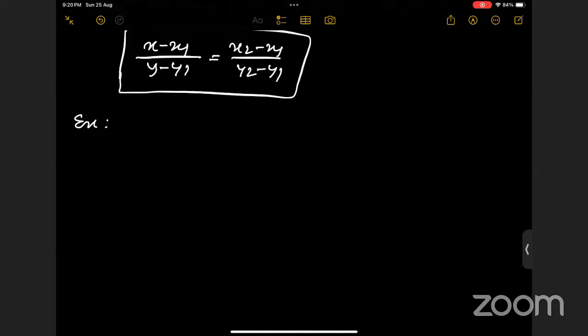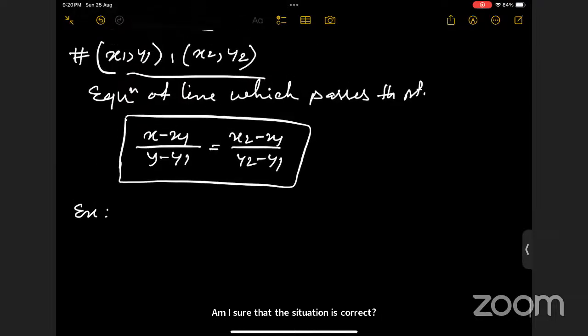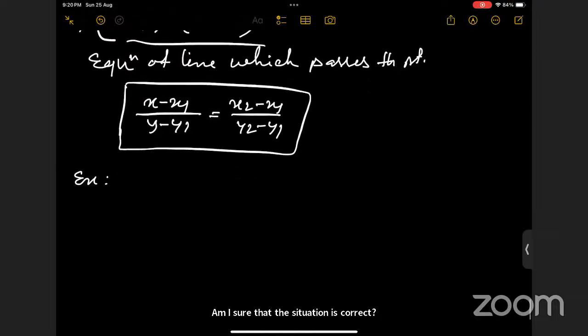Ma'am, are you sure that this equation is correct? Yeah, I just said you can rearrange this equation according to you, but which is coming from this. Okay. We can rearrange this, no problem.